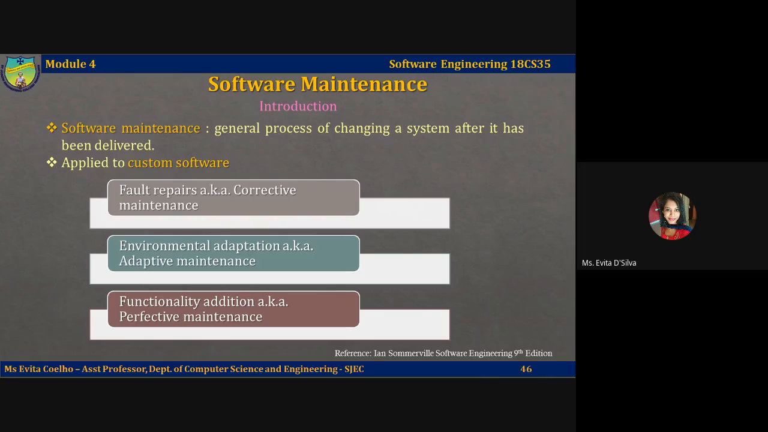First one, fault repairs. Coding errors are usually relatively cheap to correct. Design errors are more expensive as they may involve rewriting several program components. Requirements errors are the most expensive to report and repair because of the extensive system redesign and implementation that may be necessary. So, fault repairs are about corrective maintenance, or correcting errors.